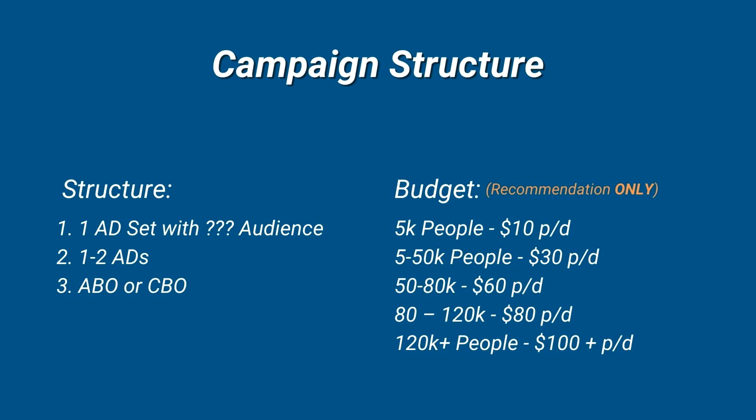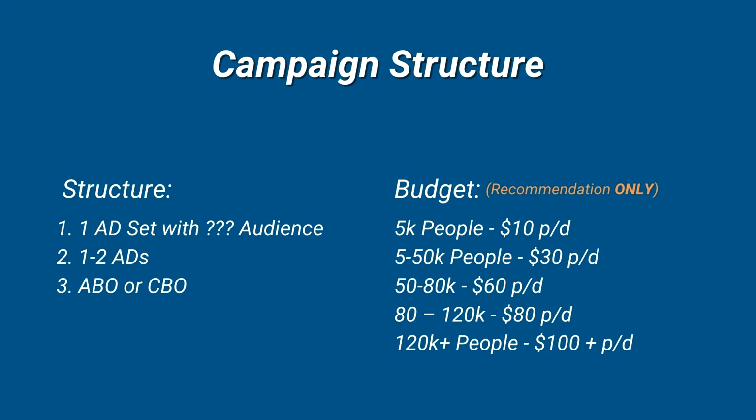So the next element we have is the campaign structure. Here you want to use one ad set with whatever's in your audience. Then you want to use 1 to 2 ads in your ad set. And you can have this in CBO or ABO, it doesn't really matter there.